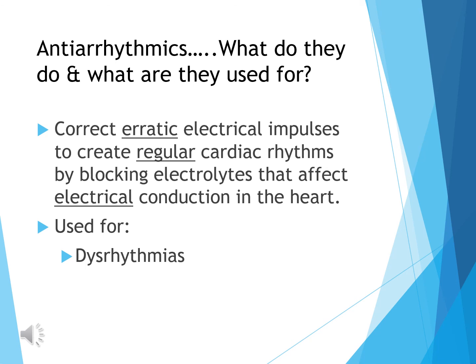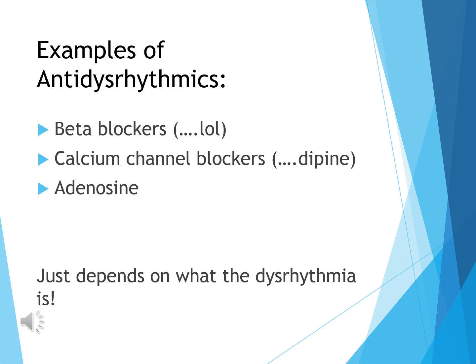Antiarrhythmics correct erratic electrical impulses to create a regular cardiac rhythm by blocking electrolytes that affect electrical conduction of the heart. Again, they are used for dysrhythmias. Some examples include our beta blockers, or our -lols, our calcium channel blockers, our -dipines, and adenosine. And again, it just depends on what the dysrhythmia is.